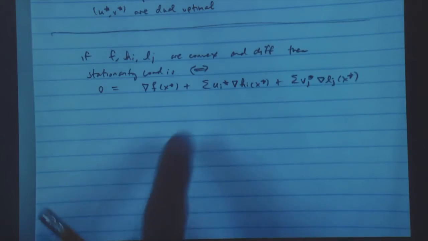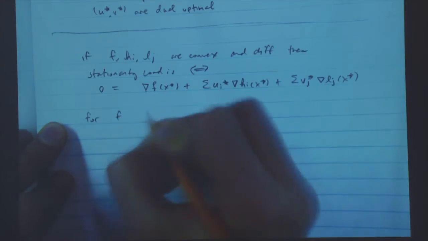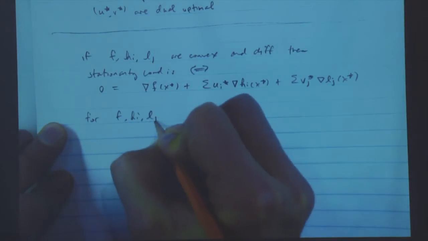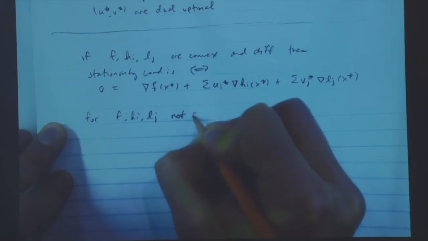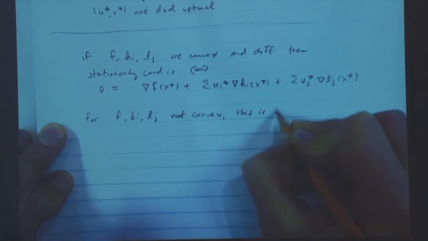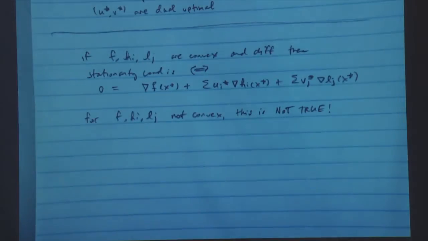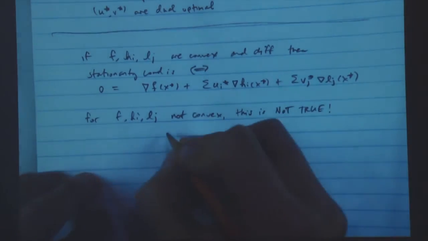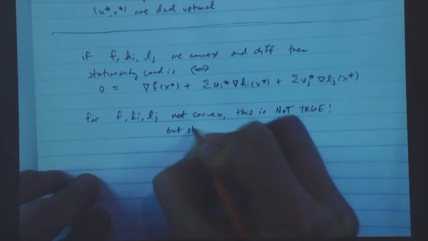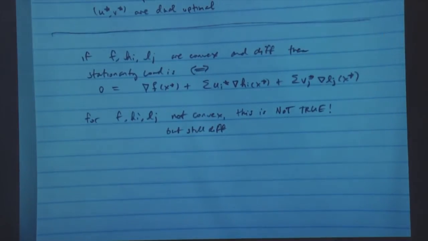This is not the same as the stationarity condition. Right? So for f, h_i, or L_j not convex, this is not true. And people make this mistake a lot, so it's important just to be clear about it. The stationarity condition says that if we take a subgradient of these functions, then we must make that subgradient equal to 0.